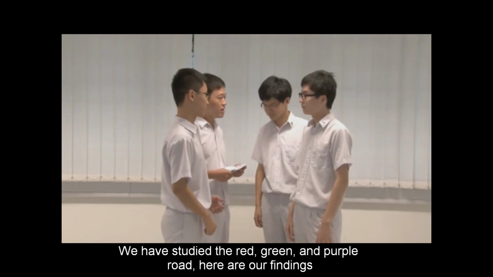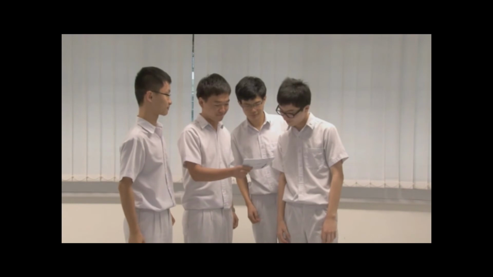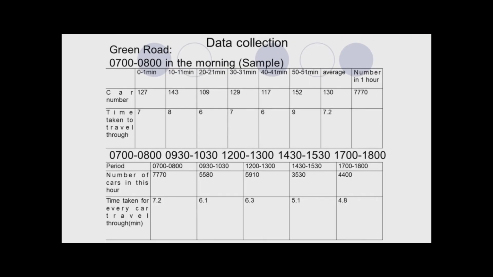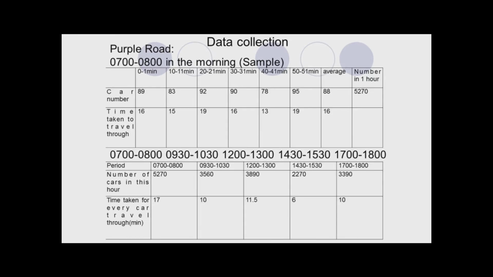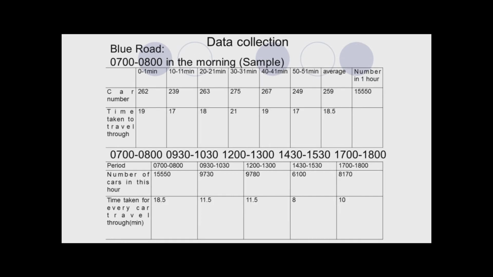We have studied the red, green, and purple roads. Here are the findings. We have also collected the data needed for the coffee and blue colored roads.